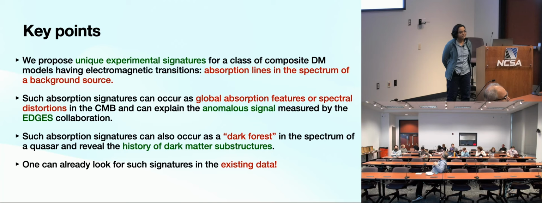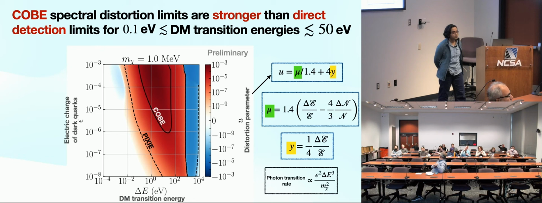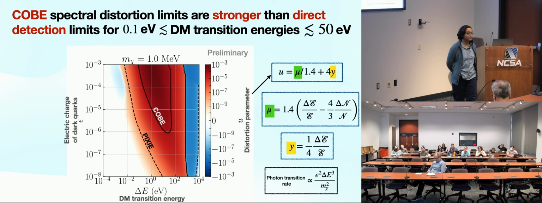So why is the PIXIE contour bigger than COBE's contour? Because PIXIE is more sensitive than COBE. PIXIE would be more sensitive than COBE. So the limits on mu and y would be four orders of magnitude stronger. So we'd be able to rule out even smaller values of epsilon.